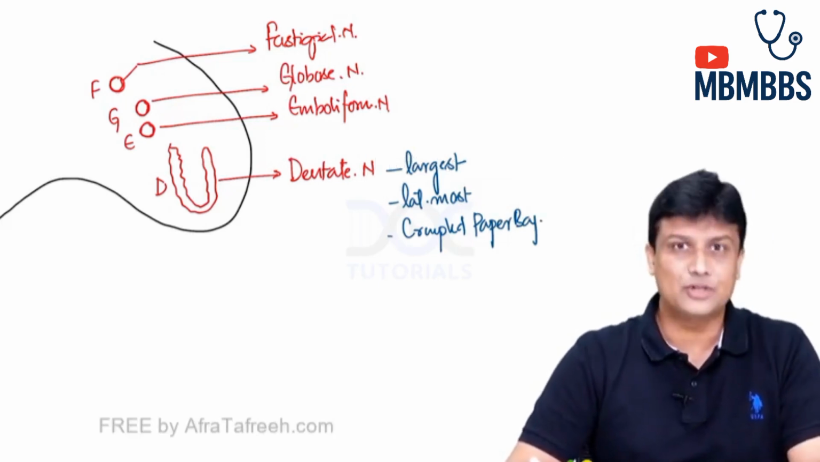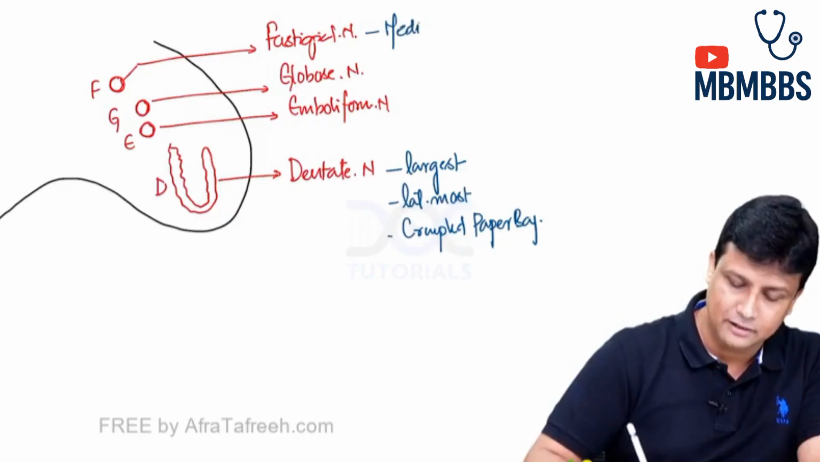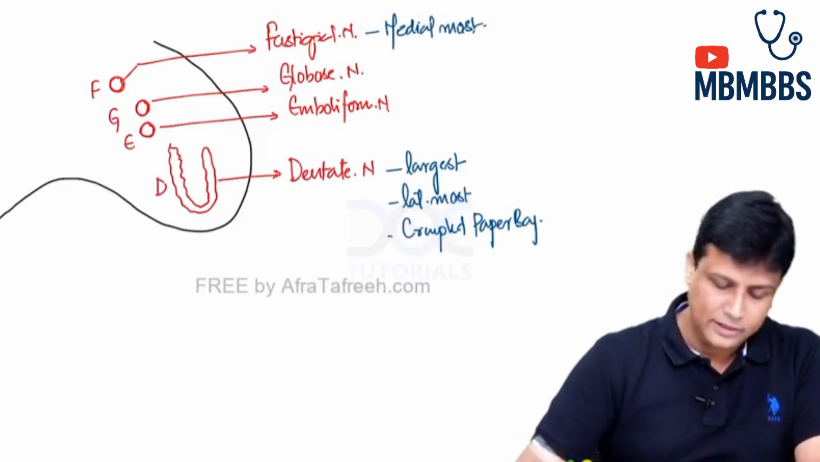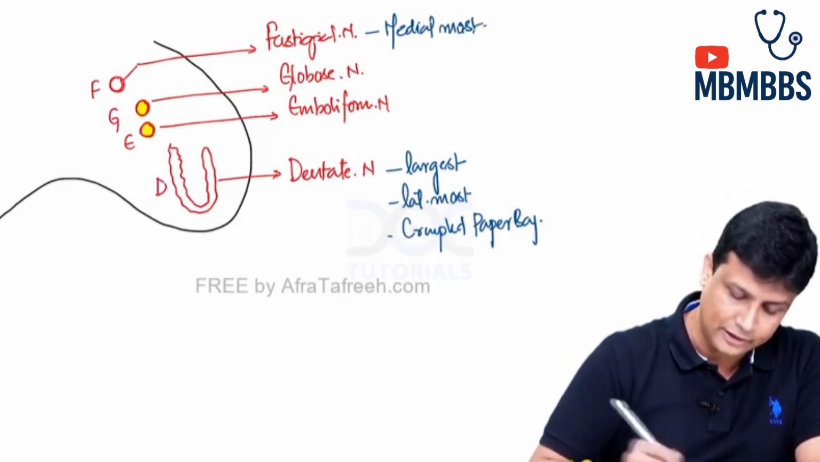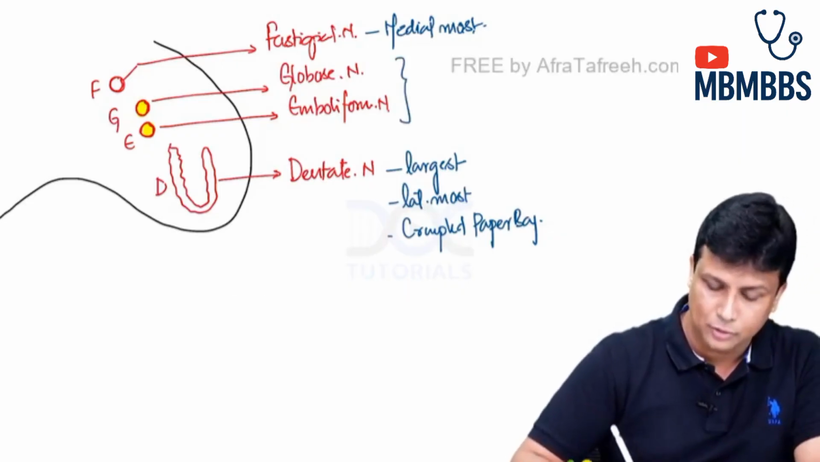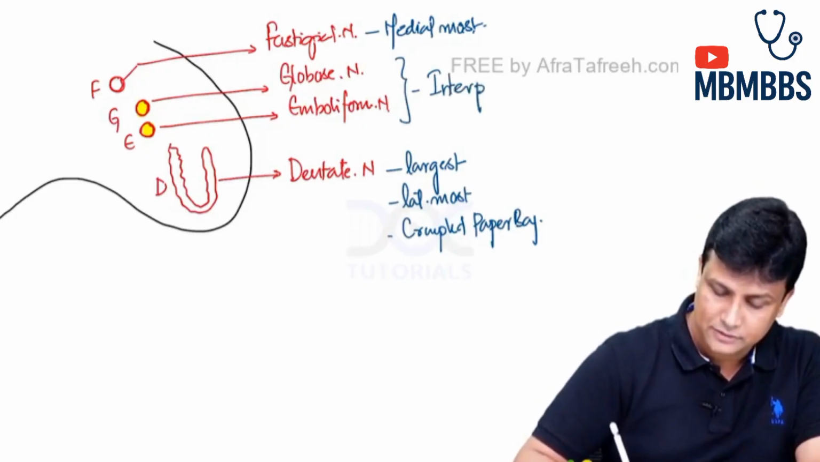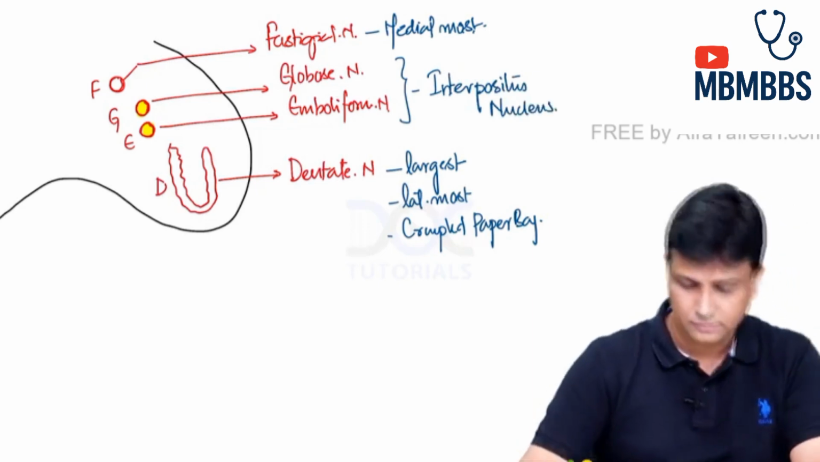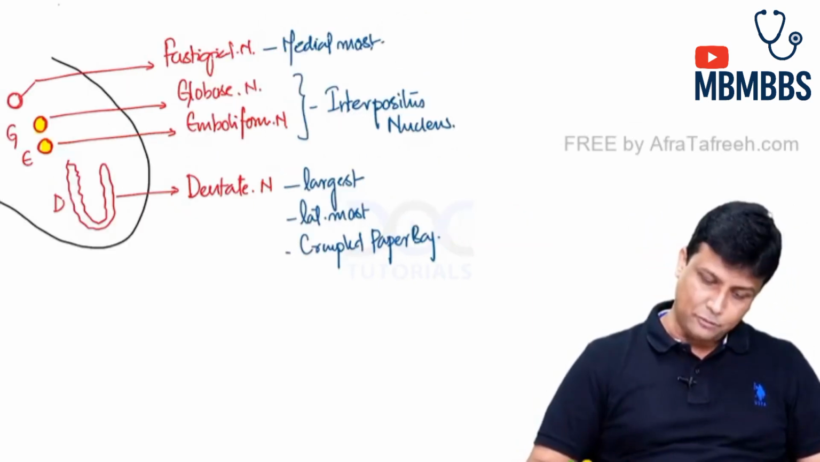Then which is the medial most nucleus? Already asked in your exam. So fastigial nucleus is the medial most nucleus. And then one more thing, out of all these 4 nuclei, the 2 in the middle, that is your emboliform and the globosal, are in the middle, and therefore these 2 nuclei together are referred to as interpositus nucleus.